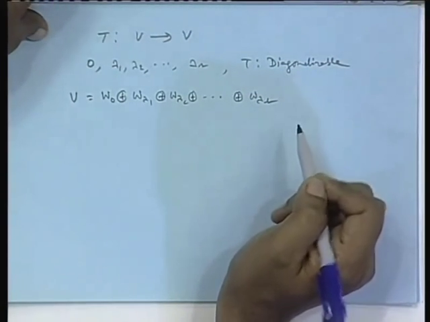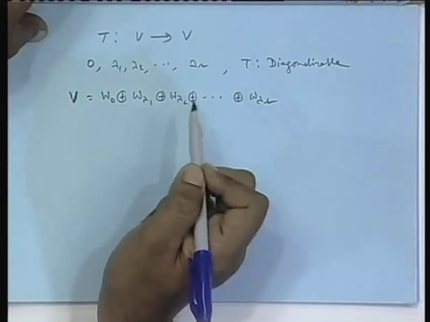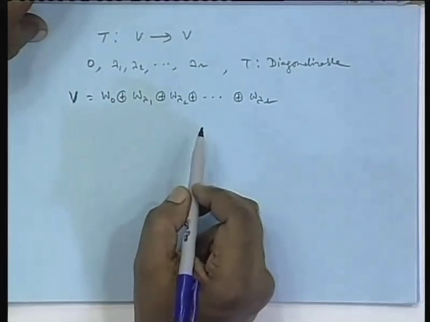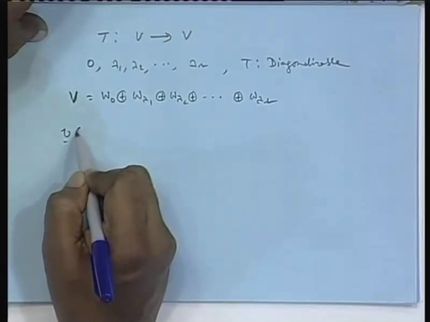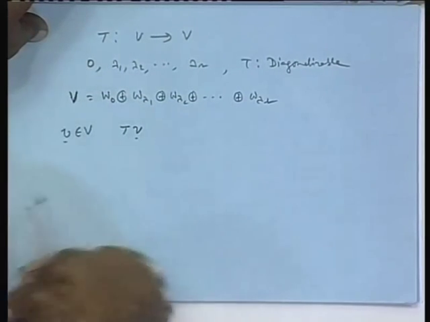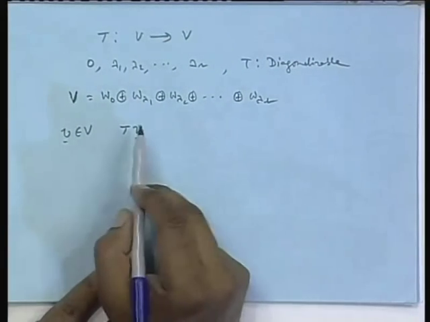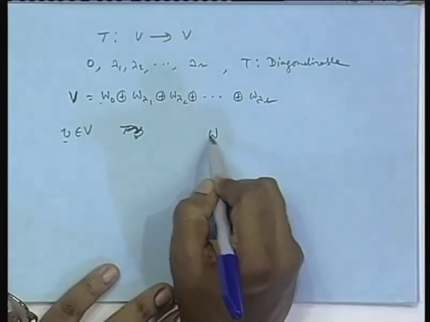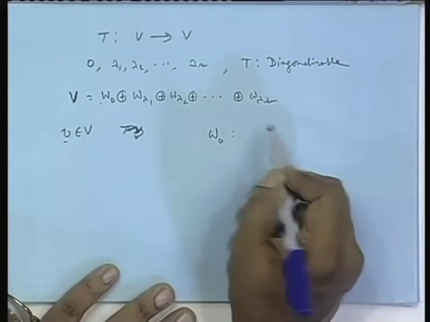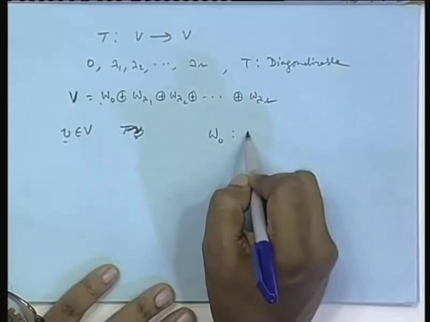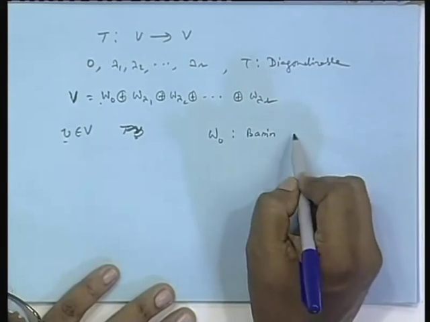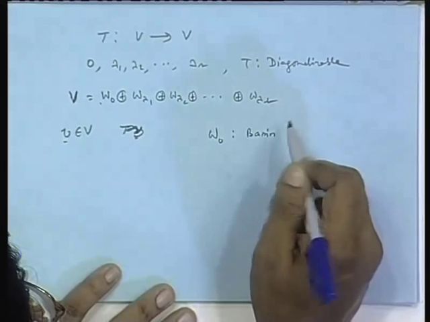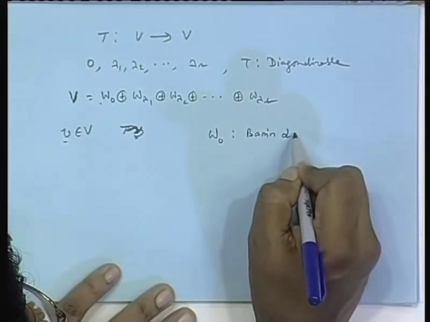In that case, if you take any vector v, an element of V, T working on v will be given by a linear combination. First we have to find the basis of W 0. Suppose this eigenspace W 0 has a basis, say alpha 0.